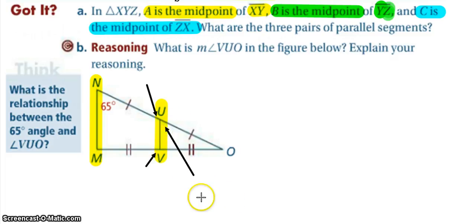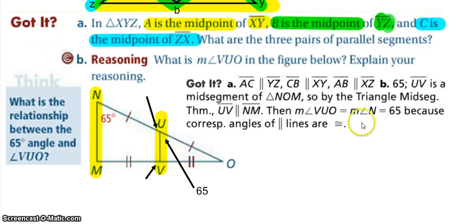In B, we're trying to find the measure of angle VUO, so that would be this angle right inside there. But what I see is that because I have congruent lengths from NU and UO and congruent lengths from MV to VO, these are my midpoints, and because these are my midpoints, that tells me that MN is parallel to VU, and because those lines are parallel, we know that this angle in here would be the same as this angle right here, so my answer would be 65 degrees. And there are both answers written out in case you have any confusion still on that problem.